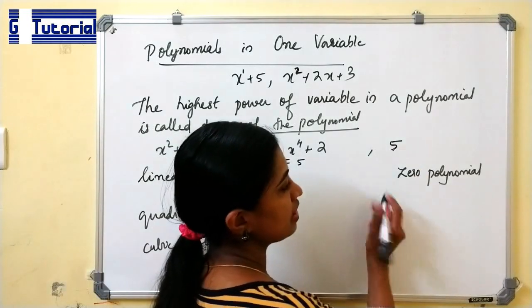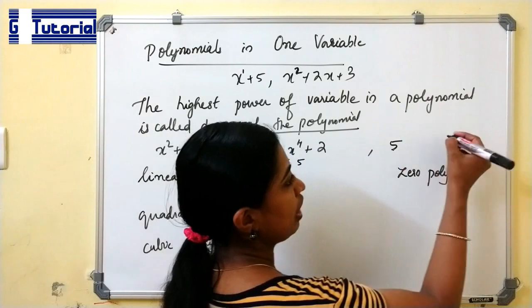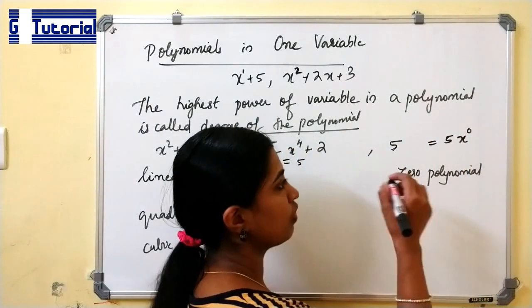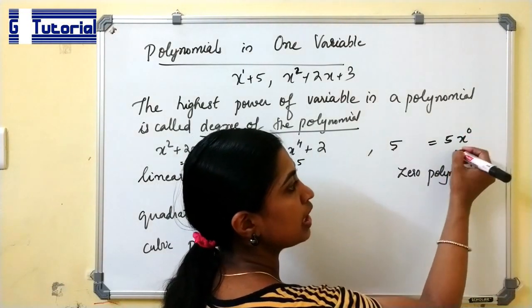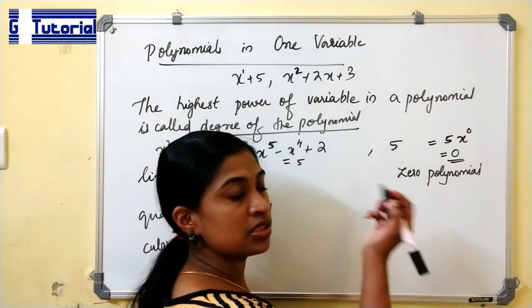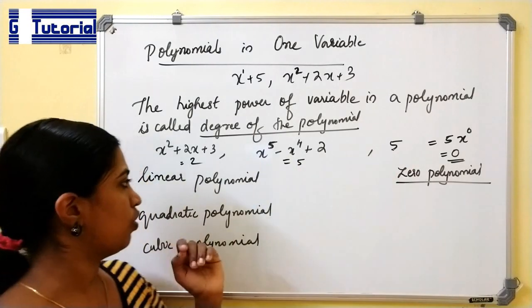And in this case, if you are given a constant, the degree of the polynomial is 0 because 5 can be expressed as 5 into x raised to 0. Anything raised to 0 is 1. So 5 into 1 is 5. So we can express 5 as 5x raised to 0. So the degree is 0. Such a polynomial, a constant, is called zero polynomial.